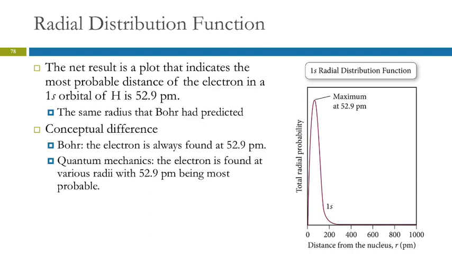In the Bohr model, that electron is almost like it's on a tether, on a rope at 52.9 picometers, and it's always the same distance, and it's just going around, right? Quantum mechanics says that the electron is found at lots of different distances from the nucleus, but 52.9 picometers is the most probable. As you move away from the 52.9, the probability of finding the electron at that distance from the nucleus decreases, but it could still happen.